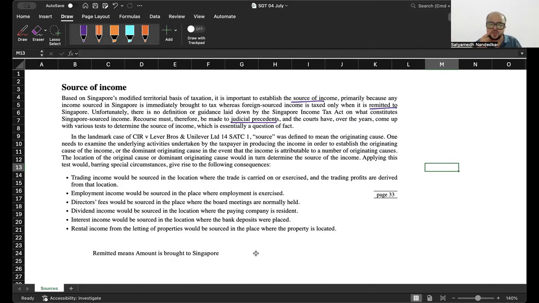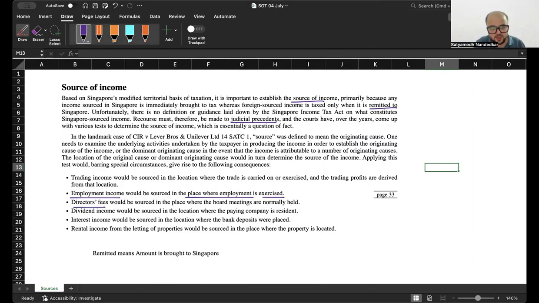Employment income would be sourced in the place where employment is exercised. So if I'm a Singapore national working within the country, the income is sourced in that region. But if I'm a Singapore national who is working, say, for example, in Malaysia, which is another separate geographical country, then employment income would be sourced in the place where employment is exercised. Because I am operating out of Malaysia, the employment income would be sourced there. So, what do you have to keep in mind? Employment income, place where employment is exercised.